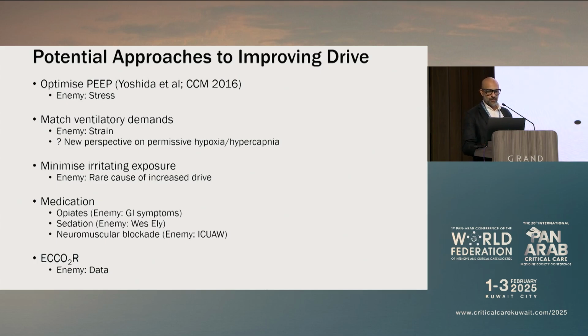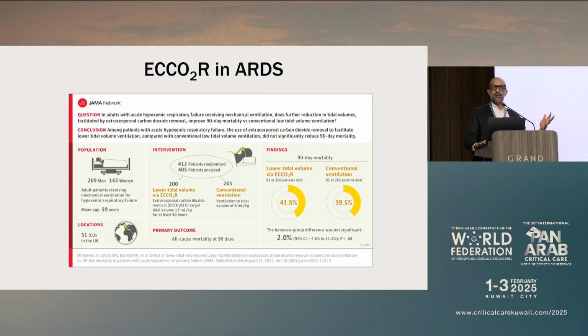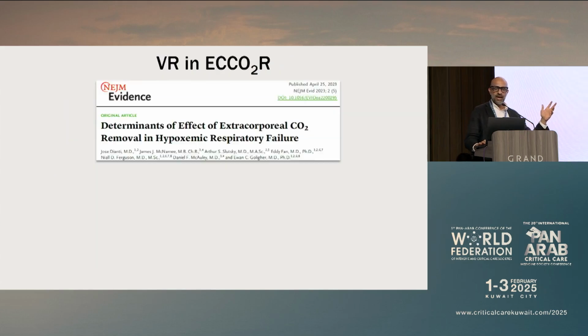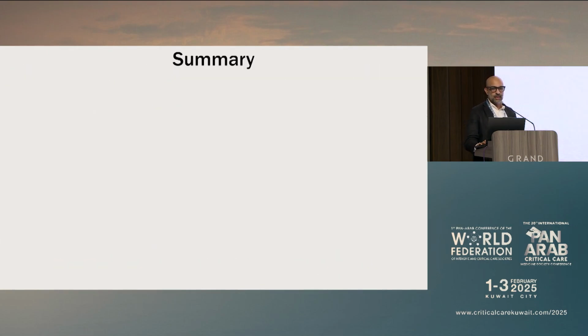I'm going to skip through some of the other bits that I'm going to show you because of time, but really what I'm arguing is that these interventions may have failed because of patient selection, both in terms of extracorporeal CO2 removal, but also neuromuscular blockade.